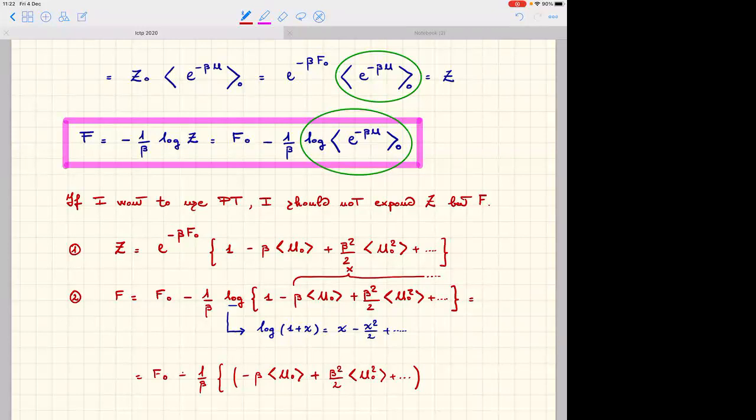Now, the problem is the following. If I keep also this second order term, I will also have a term that is second order in the interaction, coming from the second order term of the expansion of the log, right? So I have to add that minus 1/2, and then this stuff, minus beta U naught plus etc., etc., squared.